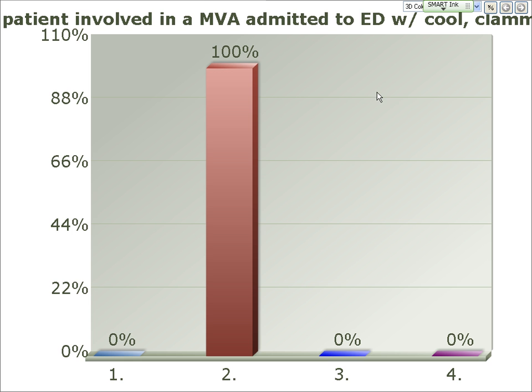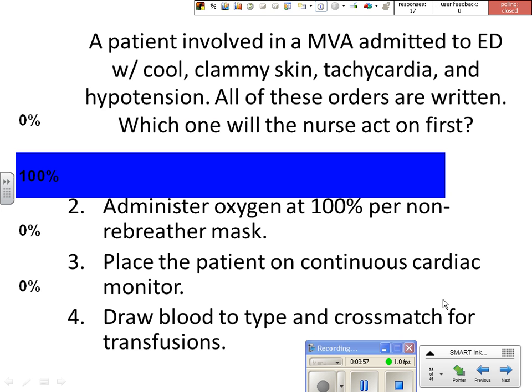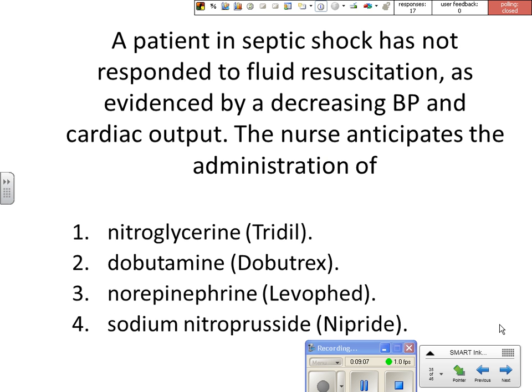Yay, 100% said administer oxygen. Because again, you're prioritizing based on ABCs: airway first, then breathing, then circulation, which would be your 2 large bore IV catheters and your cardiac monitoring.